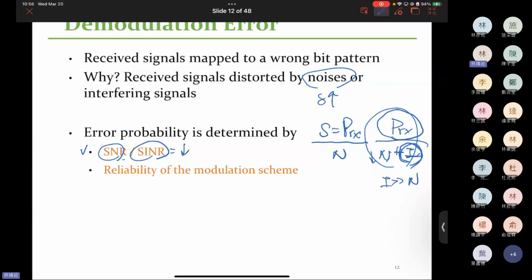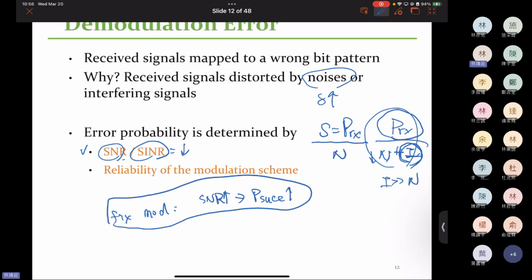Okay? And this is the first parameter that will determine your error probability, even if you are using the same modulation algorithm. Okay, so if you fix the modulation algorithm, of course, if your SNR is higher, then your success probability will be higher. All right, so this is the first reason that will change the demodulation success probability.